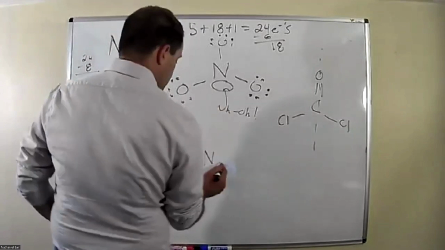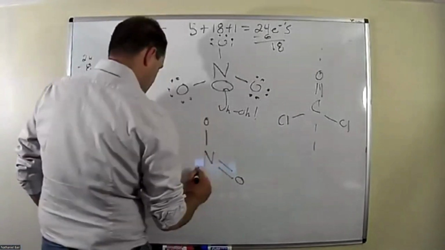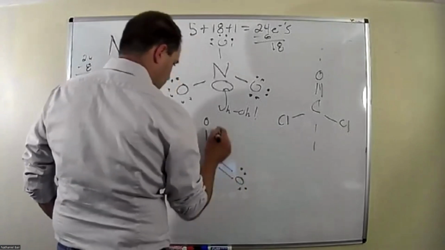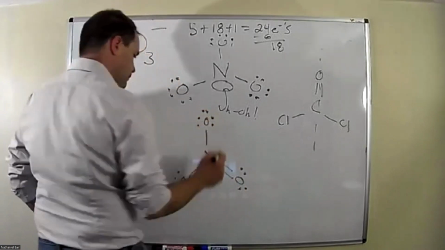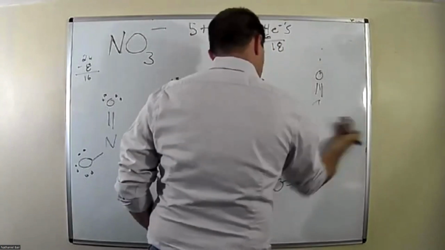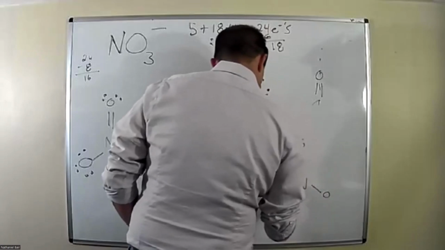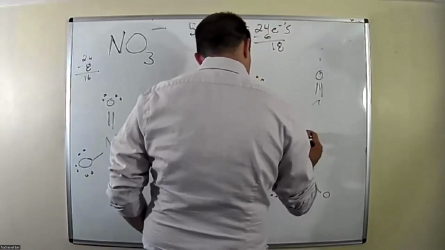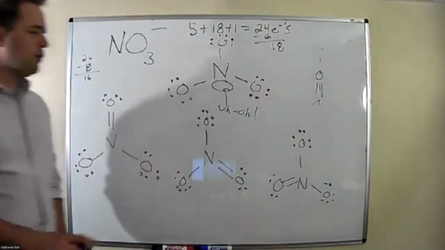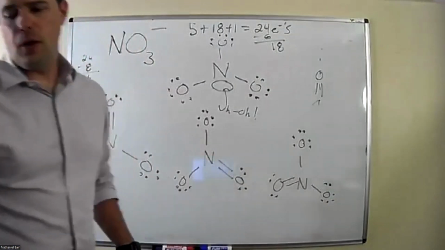Here we go. But we need to put the double bond somewhere else. I like to move my double bond in a clockwise fashion. So I'm moving it down there. And now I'm going to rotate it over there. There's our 3 resonance structures for nitrate. Double bond at the top, double bond on the right, double bond on the left.